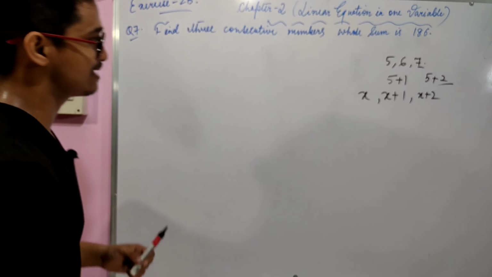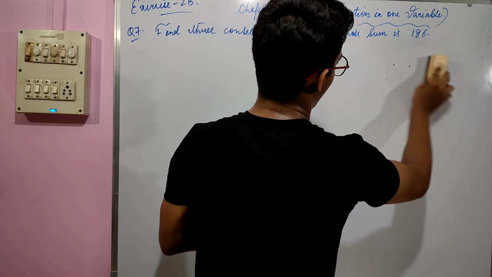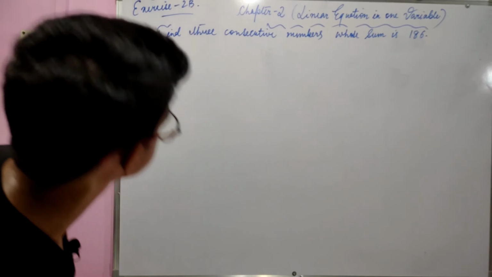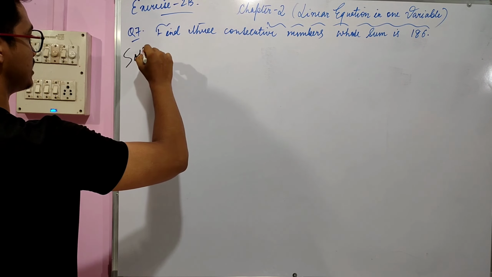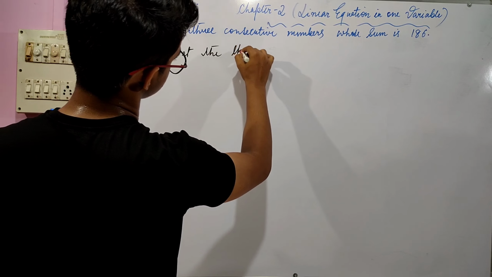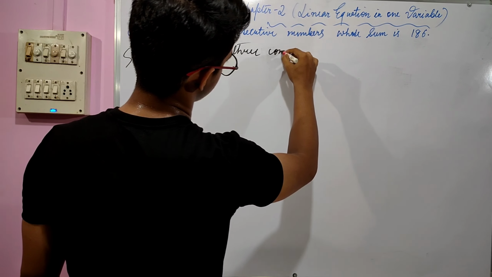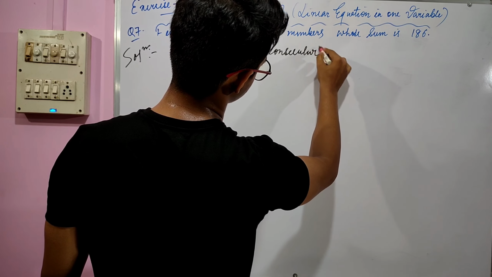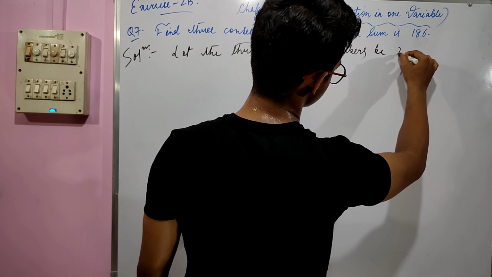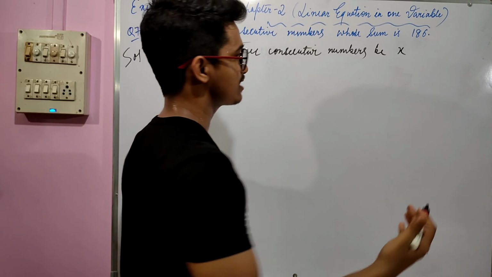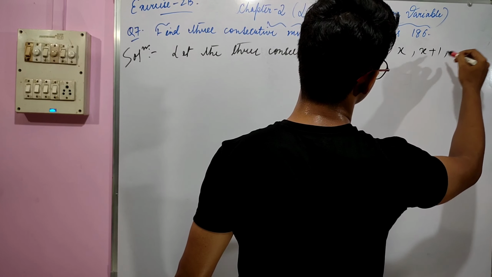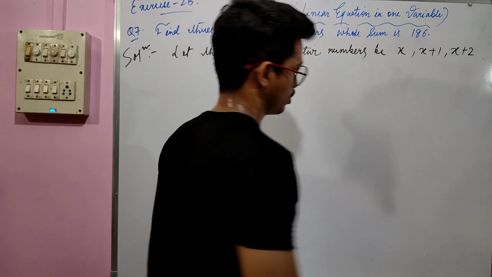So how to frame that sentence? Right now I will show you how to write this particular answer. First of all, you put Solution and then simply write: let the three consecutive numbers be, first number is x, which is not mentioned, that is hidden over here. The next number will be x plus 1 and the third number will be x plus 2.